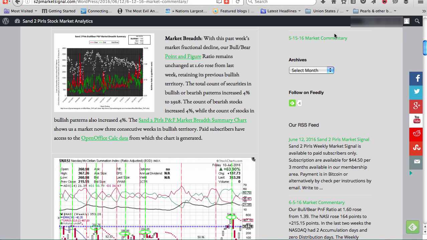The Pirls P&F Market Breadth Summary Chart shows us a market now 3 consecutive weeks in bullish territory.